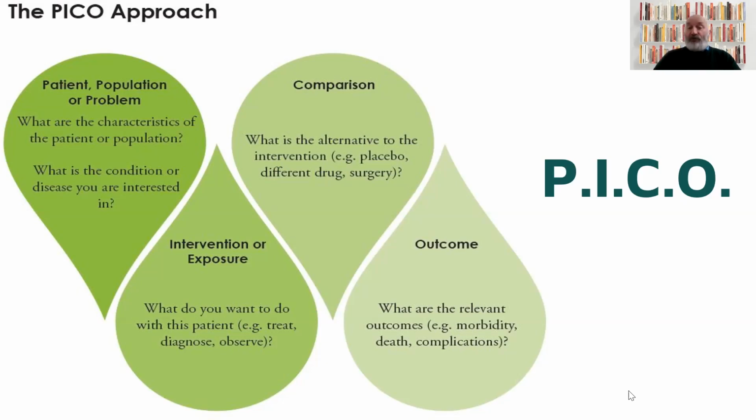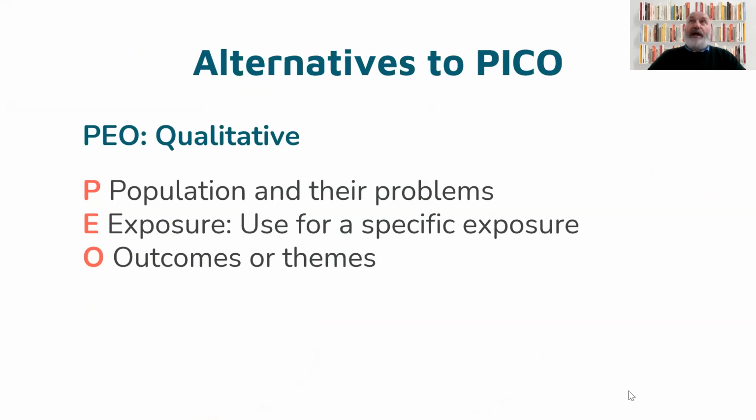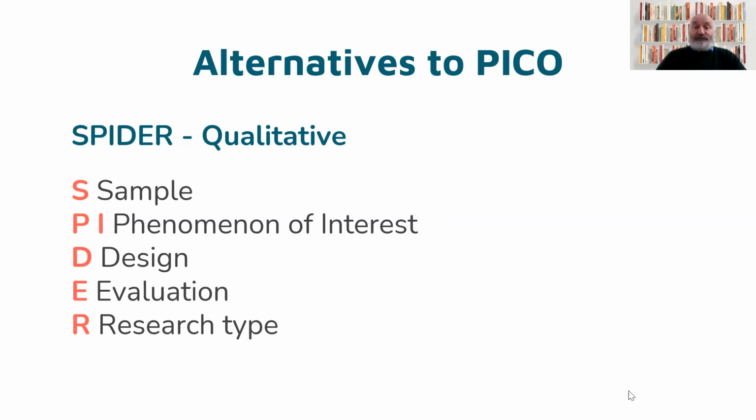And then when it comes to running your search, you can build up your search strategy under those headings, and we'll talk a bit about that in a few minutes and go into more detail about that on Thursday as well. It's not the only framework that's out there. It's really important that you do pick a framework that's relevant to your question rather than trying to shoehorn your question into a framework that doesn't work. An alternative is PO, which is used for qualitative questions. So P is the population or problems, E is the exposure, and O is for outcomes or themes.